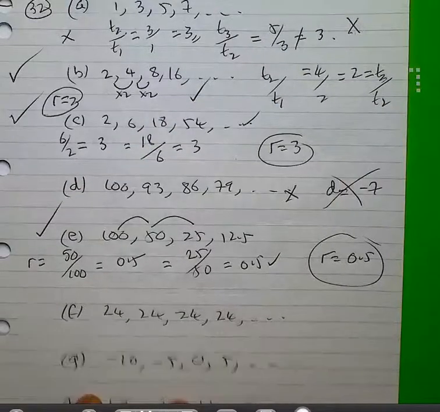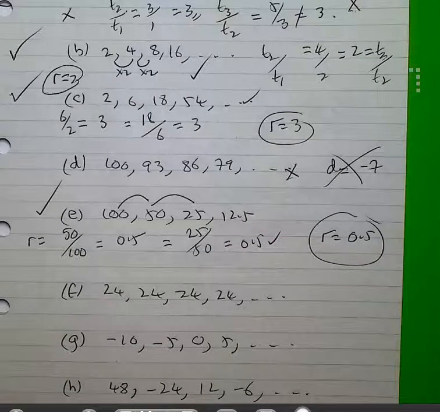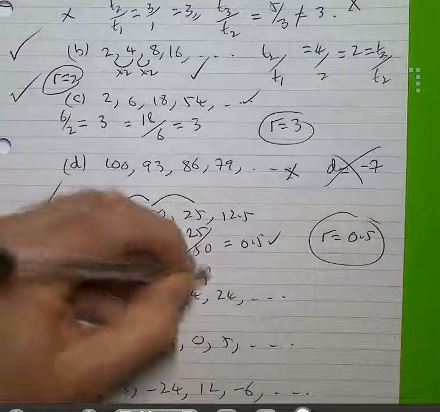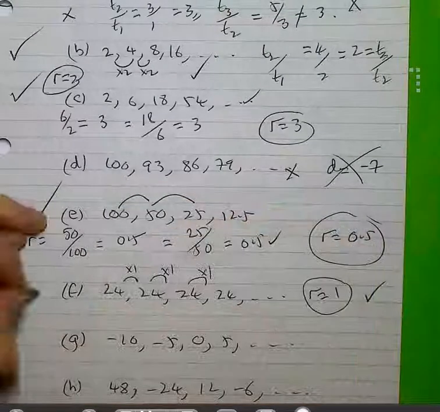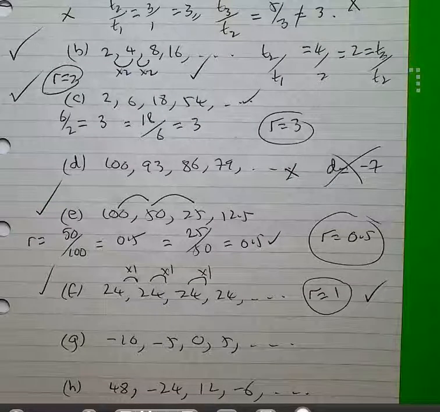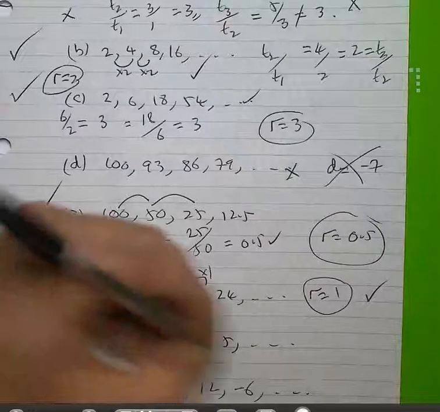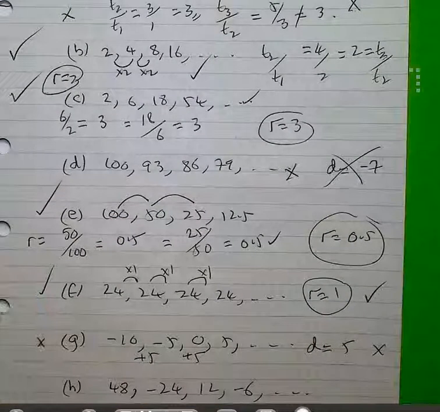Now it looks a little unusual, but believe it or not, it is a geometric sequence. Common ratio of 1, times 1. Flatlining or an equilibrium scenario. In the case of G, well, that's adding 5. That's got a common difference, so it's definitely not a geometric sequence.